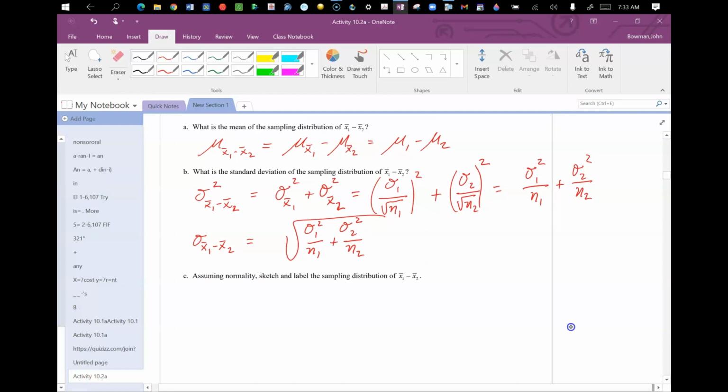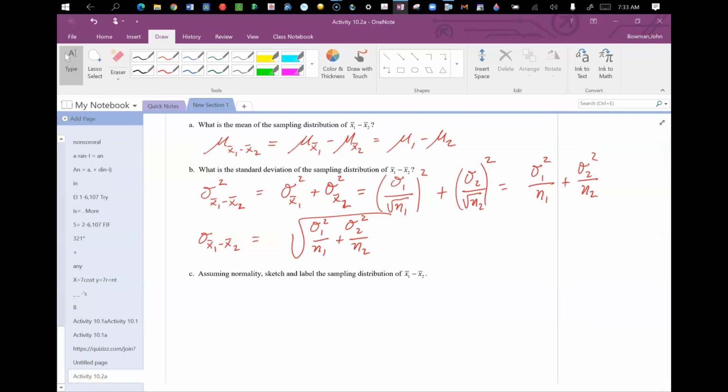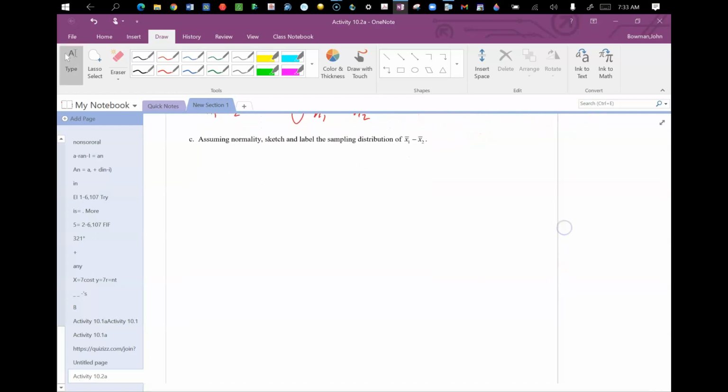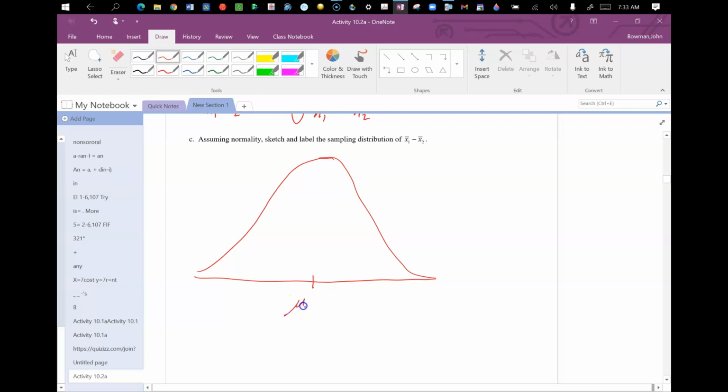So this approach to finding the mean, the standard deviation, and the shape of the sampling distribution has become kind of routine. So what we're going to do is assume we have a normal sampling distribution for the difference of two sample means, and we're going to sketch that out. At the center of this would be the mean, which is the difference of the two population means, and the standard deviation would be equal to the square root of sigma 1 squared over n1 plus sigma 2 squared over n2.